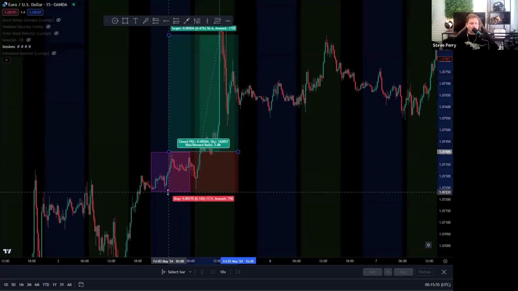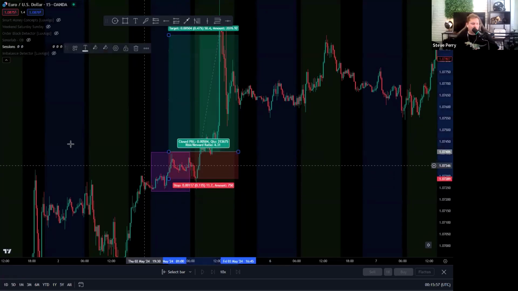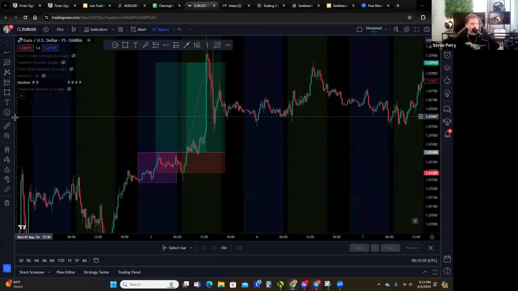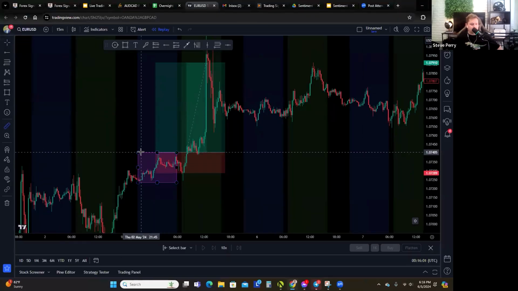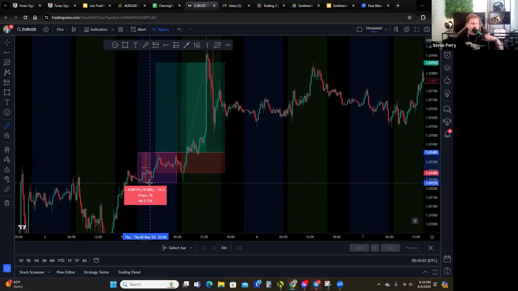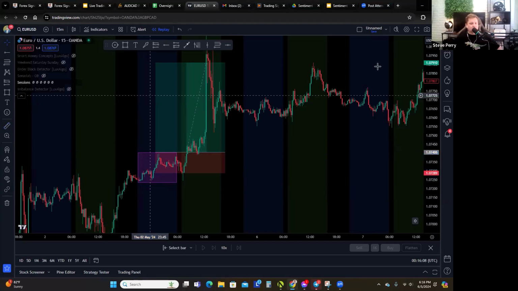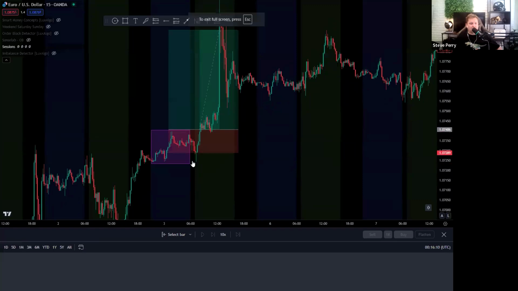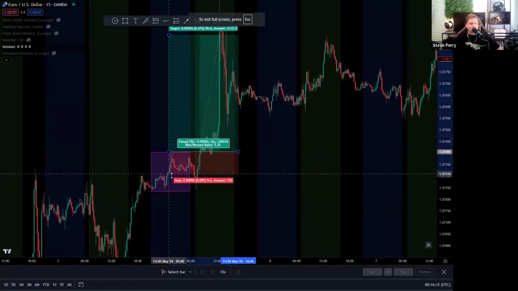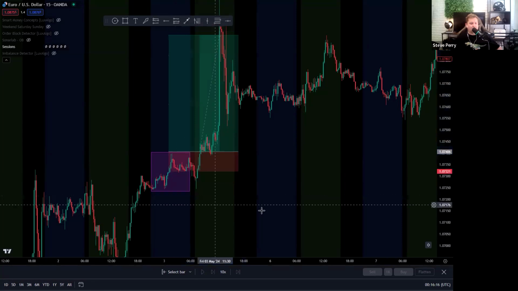So if this is a total of, let's see, let me grab the measuring tool and measure this out. This is approximately 17 pips. So about half of that would be 8.5 pips. So that's what we would do: we'd put our stop loss about 8.5 pips into the Sydney box. So something like that would be the trade.